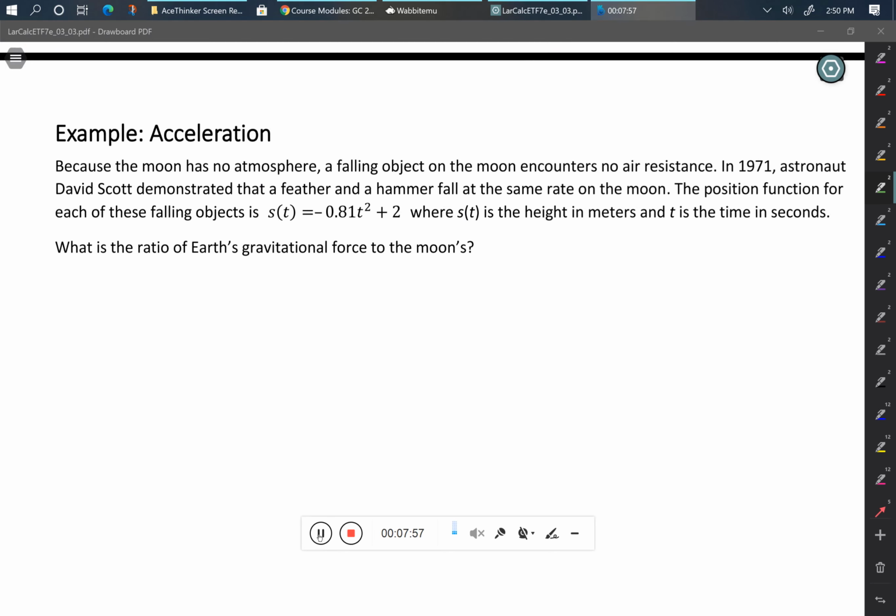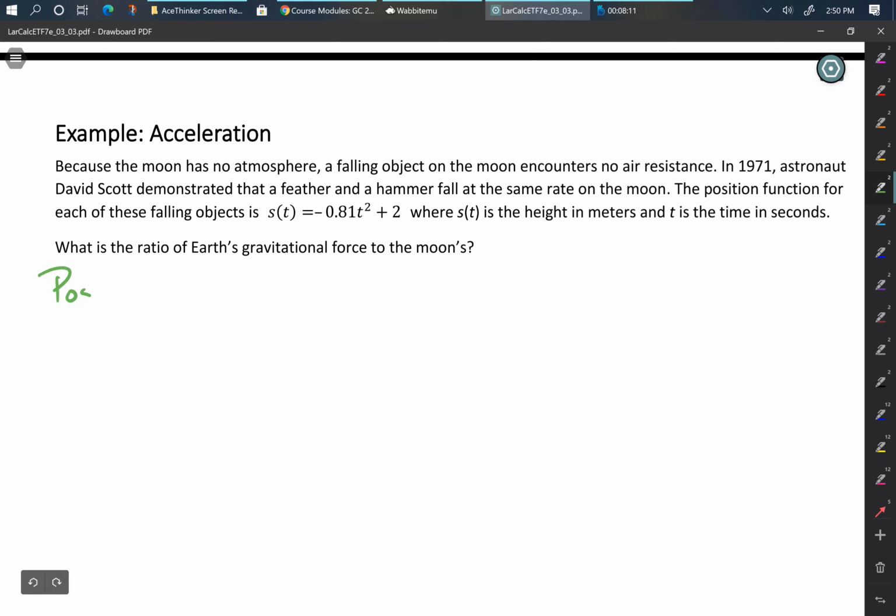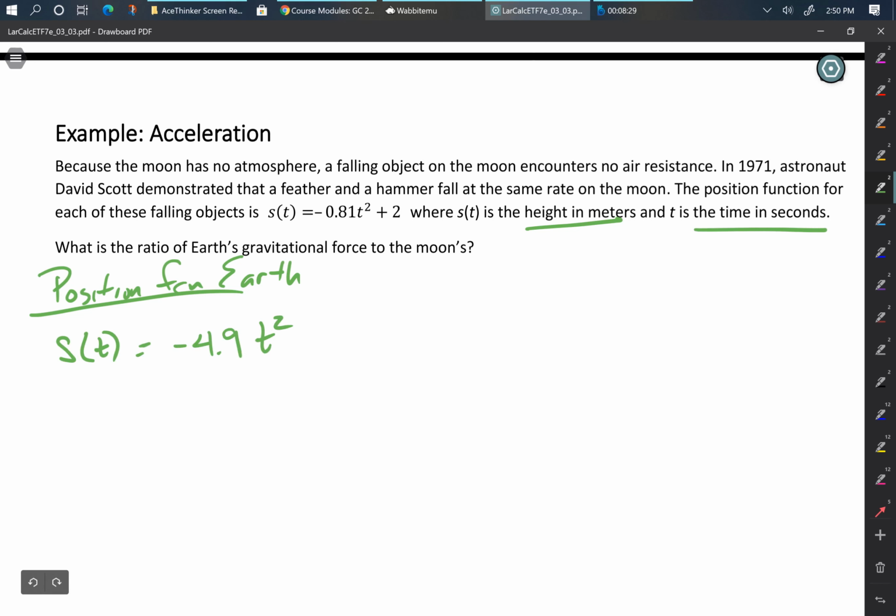All right, so if we're going to make a ratio of the gravitational force, we need to find the acceleration due to the force of gravity on the moon and compare that to Earth. So I know that the position function for Earth, if we're talking meters and seconds, is s of t equals negative 4.9 t squared.